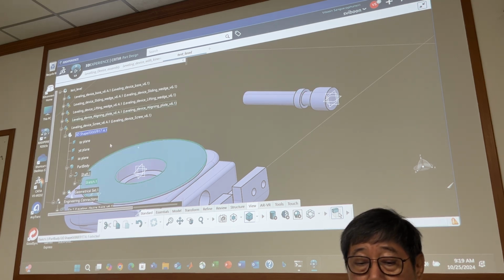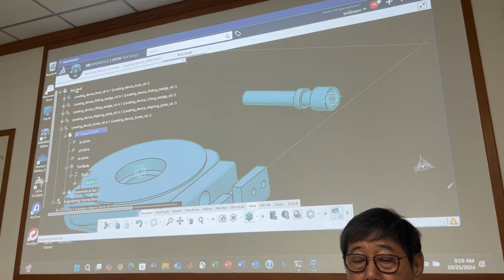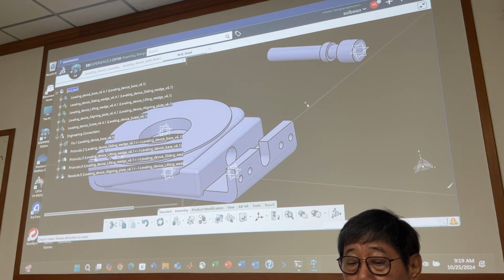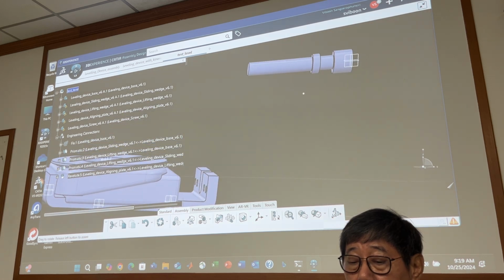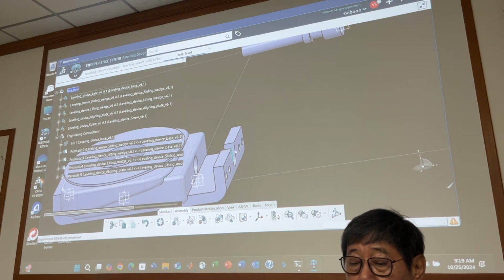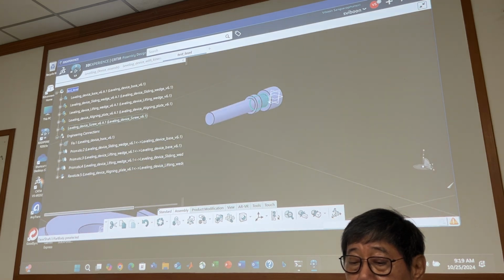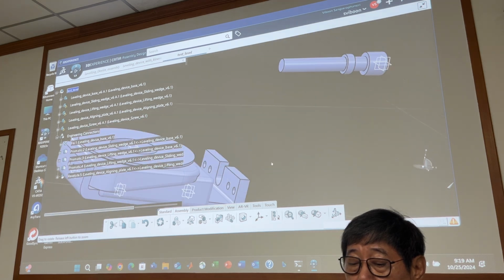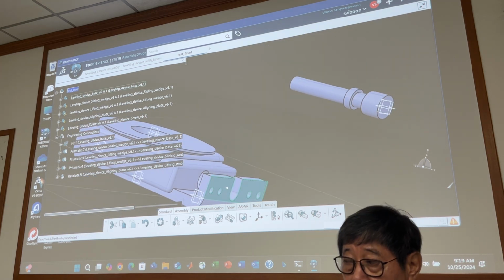Okay? Okay, now we are in part design. We want to back to assembly, we have to double click this one. Right? This one. Okay? So next, I want to have this joint, this one, and this screw to be what? This space and this space to be coincident anyway.